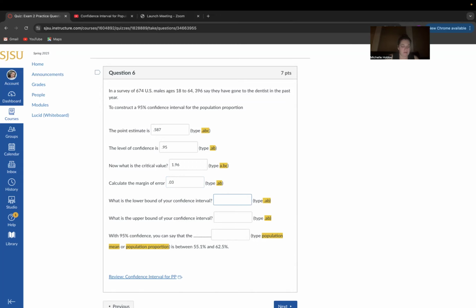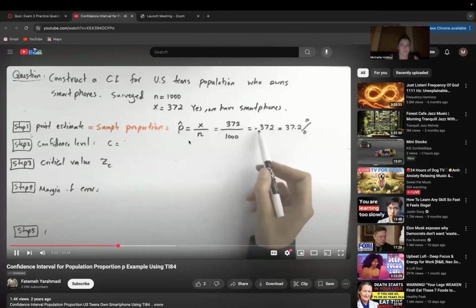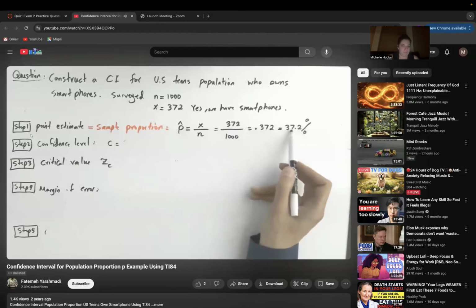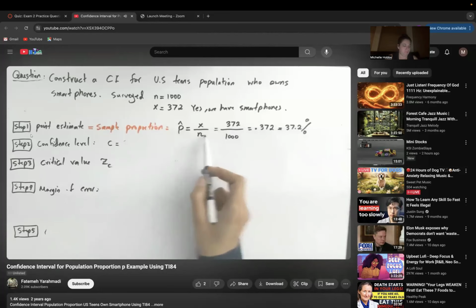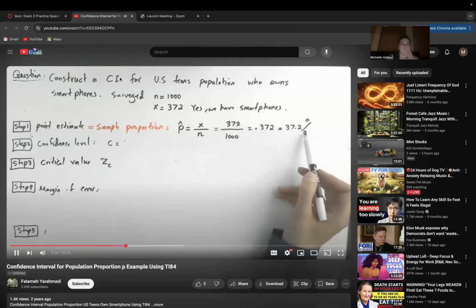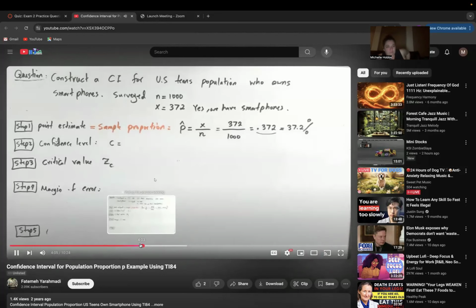Okay, so then what is the lower bound of the confidence interval and what is the upper bound of the confidence interval? Let's see. 0.372 or 37.2%. Your point estimate can be written as a decimal, or you can represent it in percentage. But remember that in the rest of the calculation. Very good.